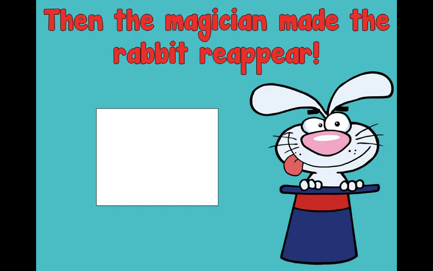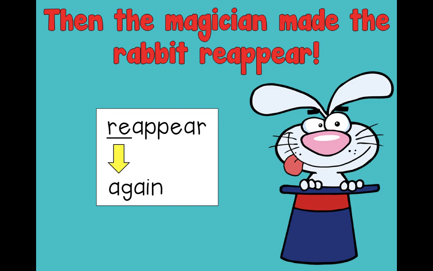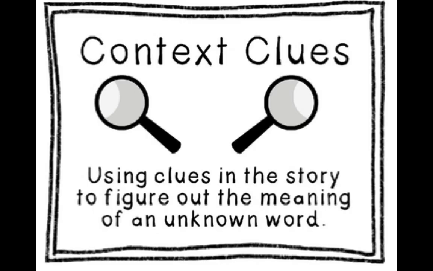Then the magician made the rabbit reappear. Which word in this sentence do you notice has a prefix? Yes, the word reappear has the prefix, and we know that the prefix re means again. So reappear means appear again.